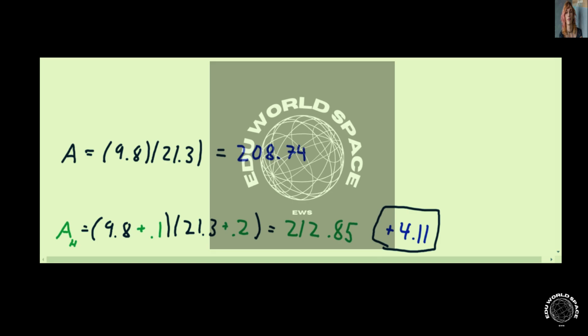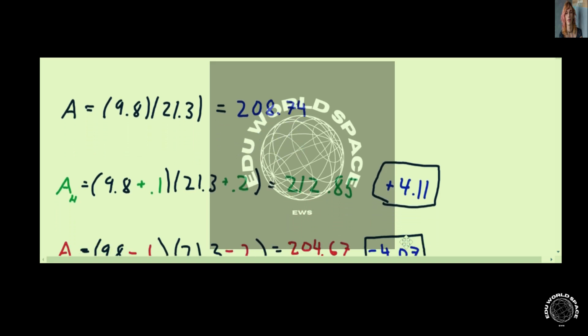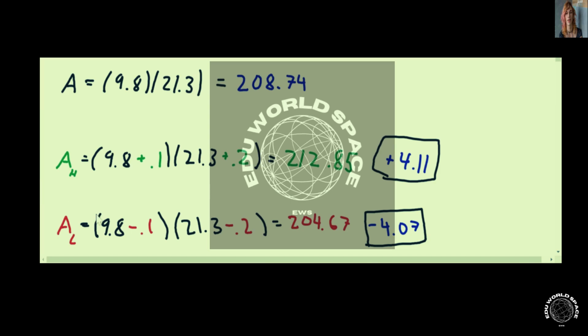The next thing we're going to do is the opposite. We're going to subtract that uncertainty. So we'll do 9.7 times 21.1, and that's going to give us 204.67. We subtract this value from our original value, 208.74, and that gives us 4.07 centimeters less with our low estimate here.